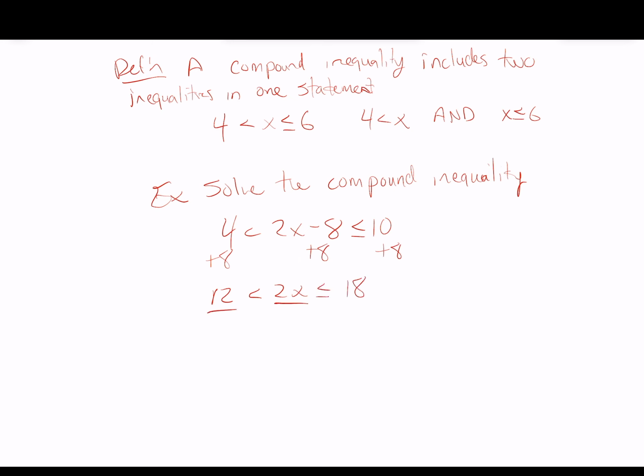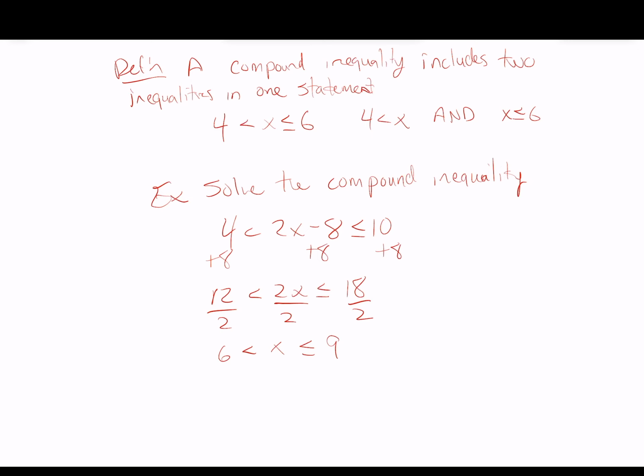We can divide all three by 2 to get 12 divided by 2, which is 6, is less than x, the 2's cancel, less than or equal to 18 over 2, which is 9. So what this means is that we have all the values for x that are greater than 6, and all the values of x less than or equal to 9.